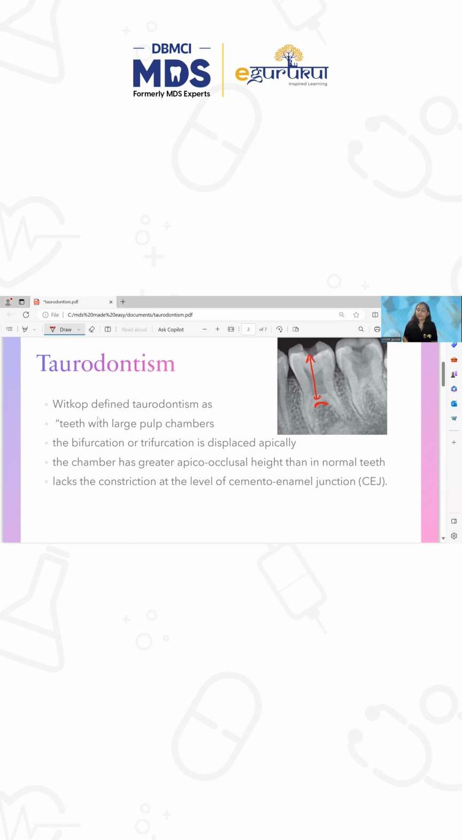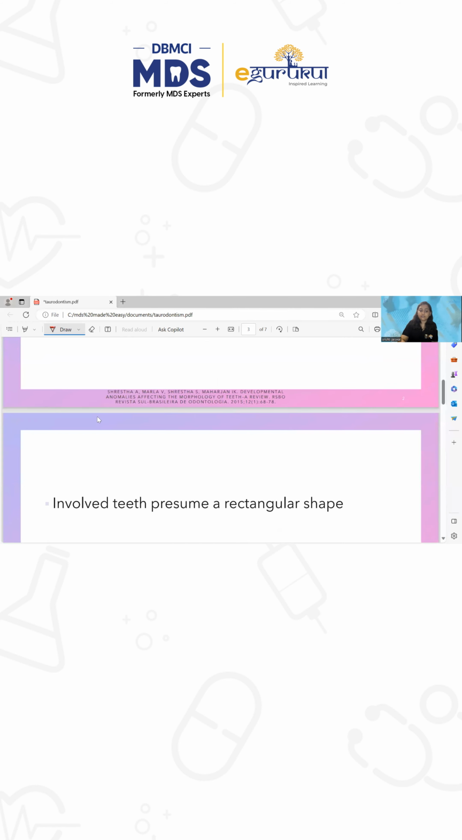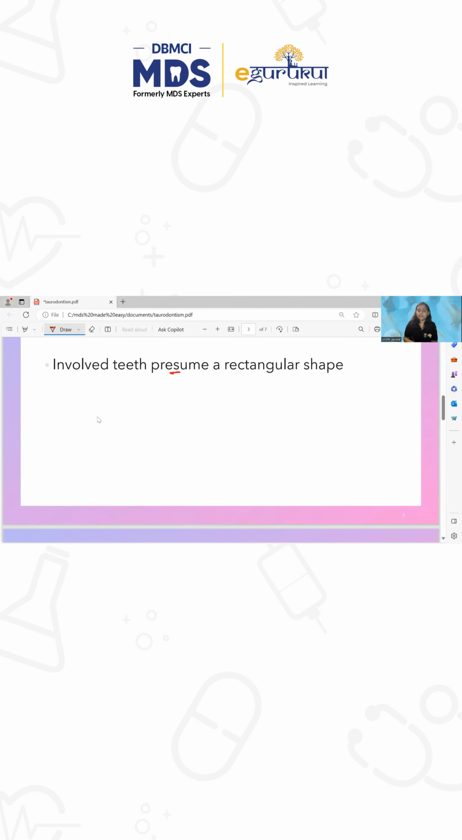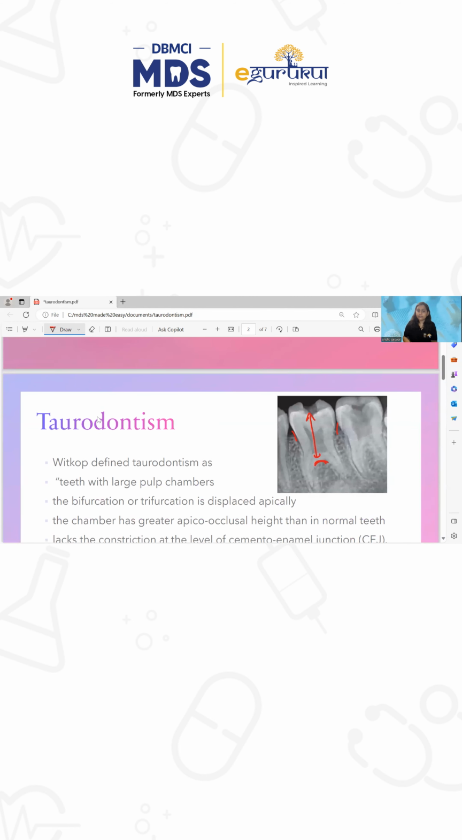It lacks the normal constriction which is present at the CJ. So here there is no constriction which is generally present in the normal tooth. So in taurodontism there is lack of constriction at the CJ. Because of this, the involved teeth assume a rectangular shape. So when we see radiographically, it is seen as a rectangular shaped tooth.